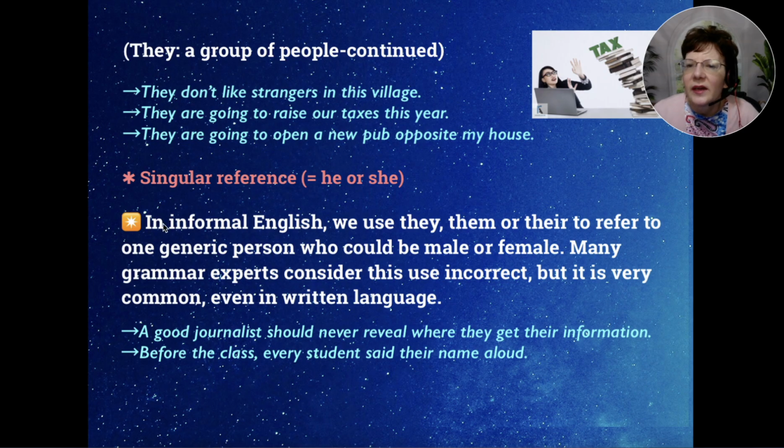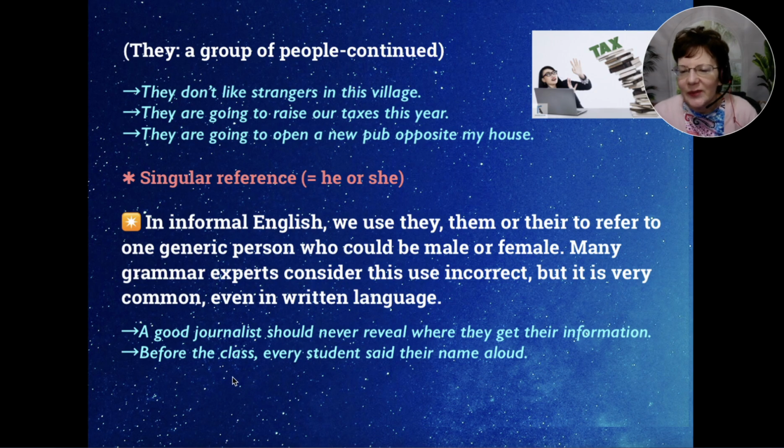So, all right, let's talk about singular reference. It's equal to he or she. So in informal English, we use they, them, or their to refer to one generic person who could be female or male. Many grammar experts consider this use incorrect, but it is very common, even in written language.